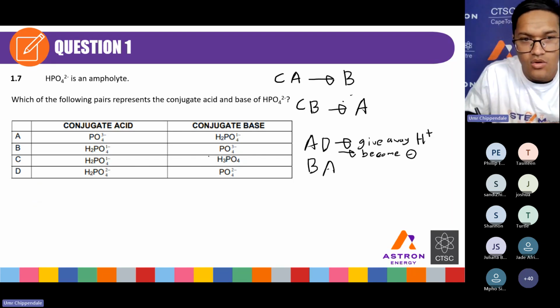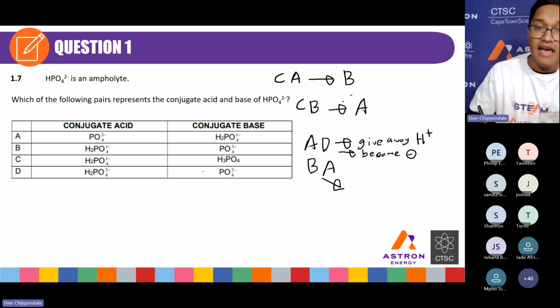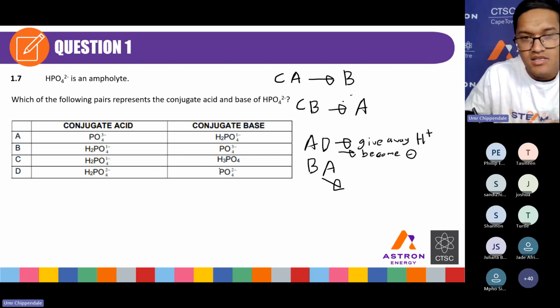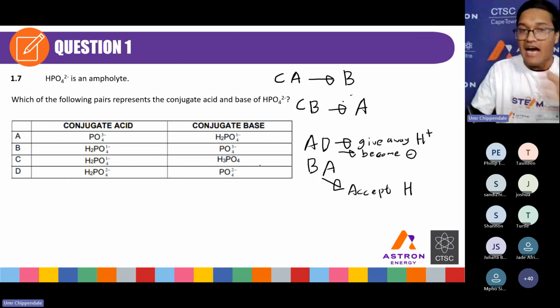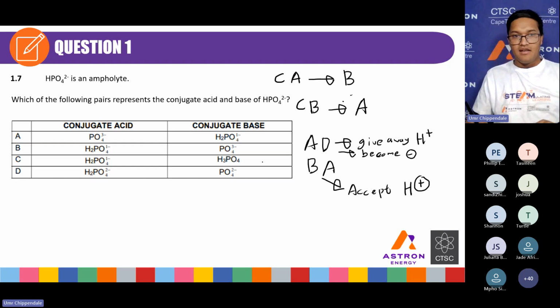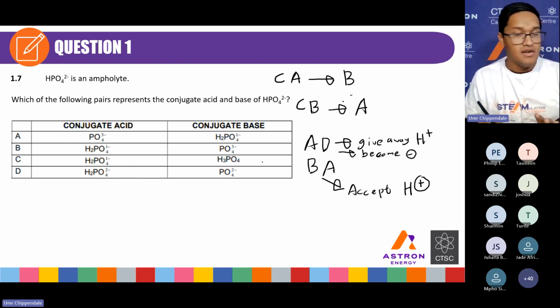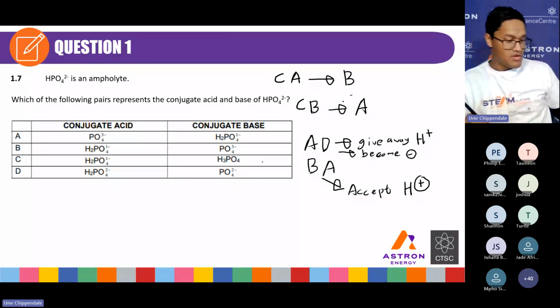AdBa. When you have a base, that would then mean it is going to accept your proton. So it's going to gain in hydrogens and with a positive sign. So that's how we're going to look at this. All right, so these are what we're going to be focusing on.